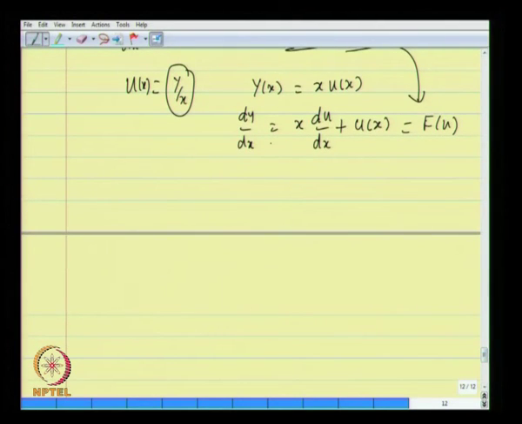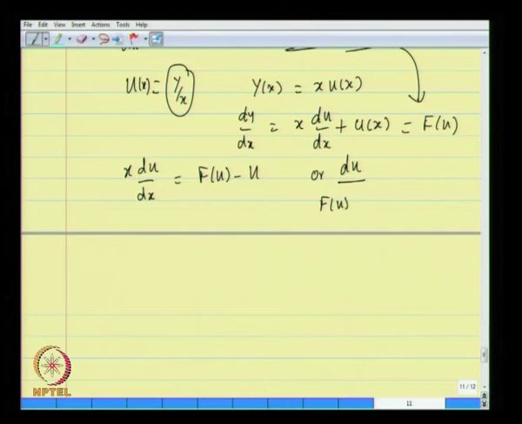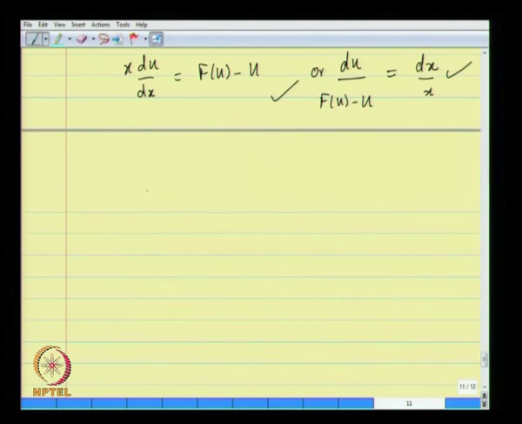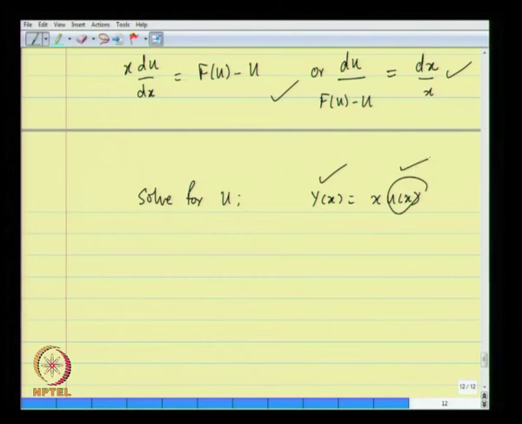Then it is easily separable, because you can write this x du by dx is equal to f of u minus u, or du by (f of u minus u) is equal to dx by x. Okay. So now you can integrate both sides, this with respect to u and this with respect to x, with appropriate limits as given by the problem, and then solve for u. Once you know the answer u, you know that y of x is nothing but x times u of x. Okay. Then you get this.